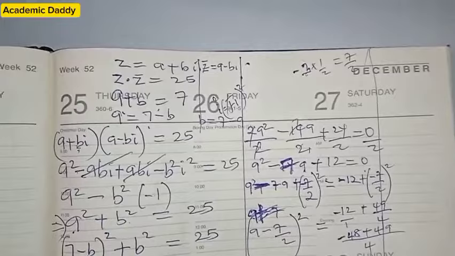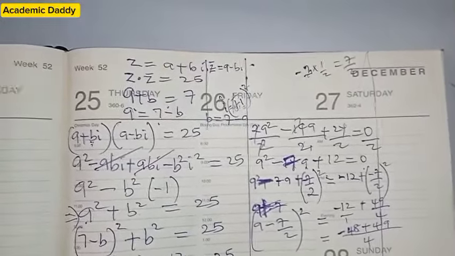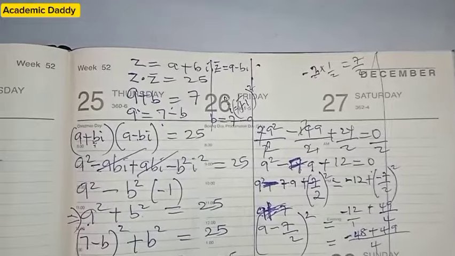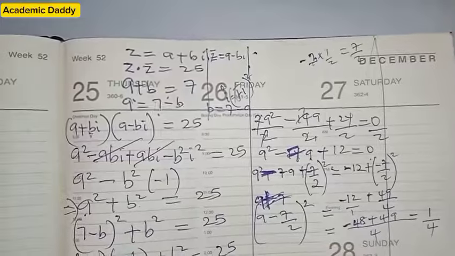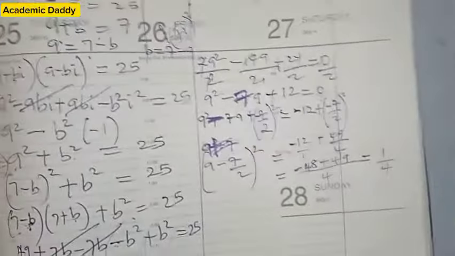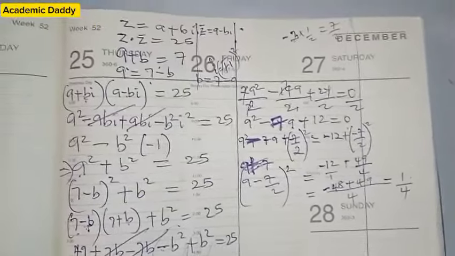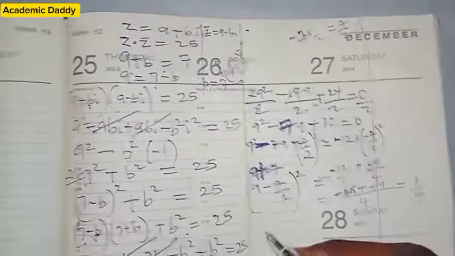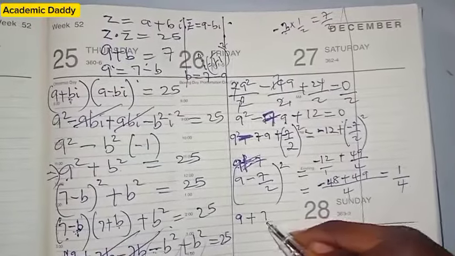This is minus 48 plus 49 all over 4 equals everything here. So this is going to be 49. So this is going to be 1 over 4 equals the left-hand side. Go and learn how to do quadratic equation polynomials on my channel. So this is going to be a plus 7 over 2.